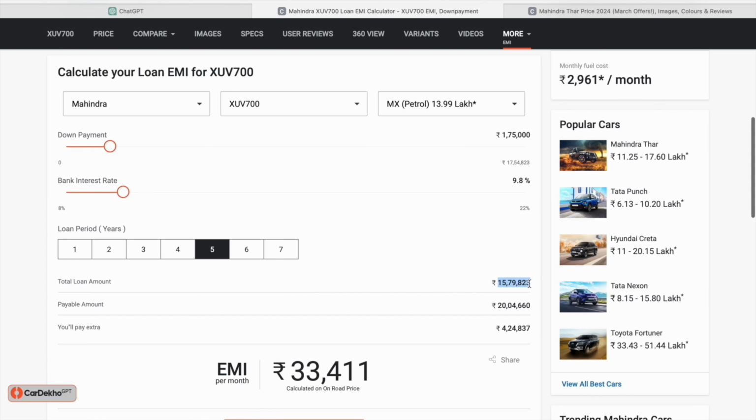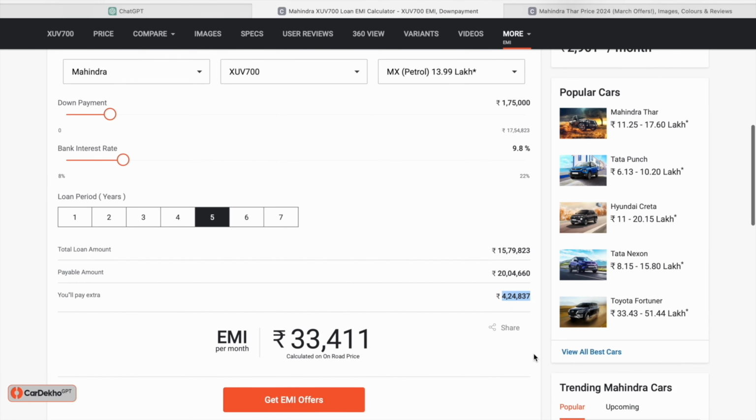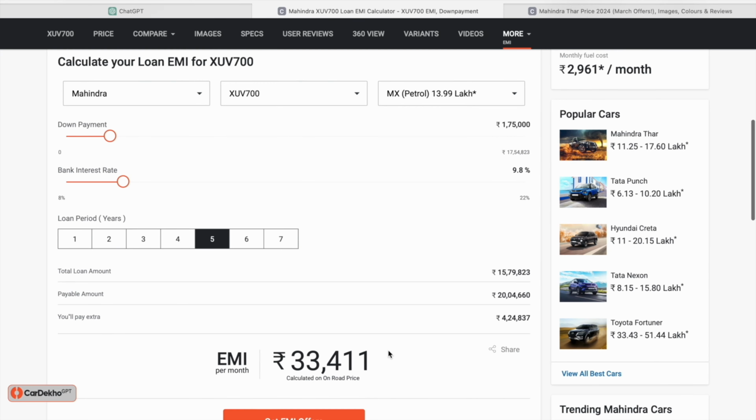So here you can see the total loan amount will be 15,79,823, and the payable amount is 20,04,660. So we'll pay extra around 4,24,837. This is the monthly EMI which we have to pay. So let's take this data and find out the interest we're going to pay in the first month. So let's do that.